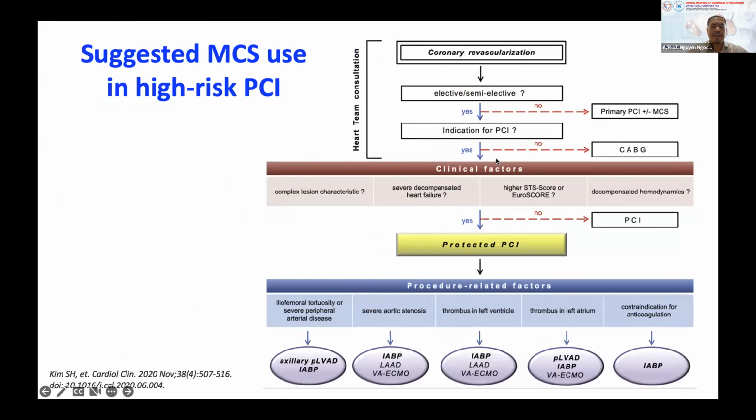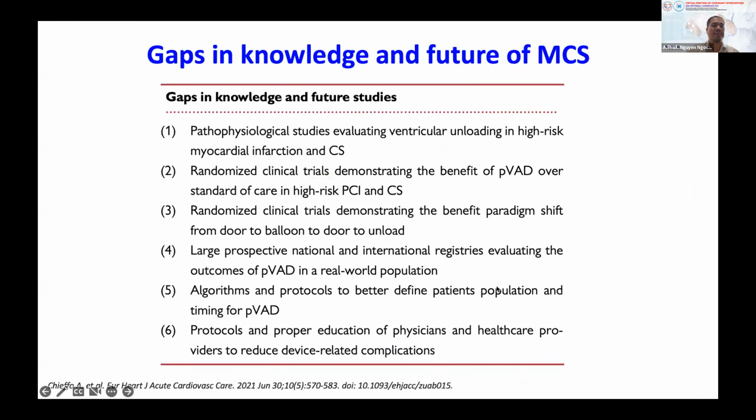And this one is after that, based on peripheral artery disease, you can choose the device to protect the patient. For example, if you have iliofemoral tortuosity, you can consider a smaller device or IABP. If a patient has very severe aortic stenosis, then you can consider ECMO. So this is choosing the device based on procedure-related factors.